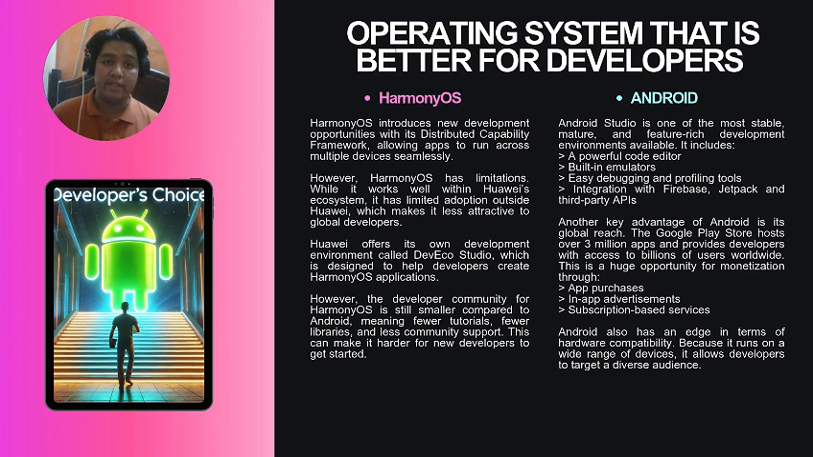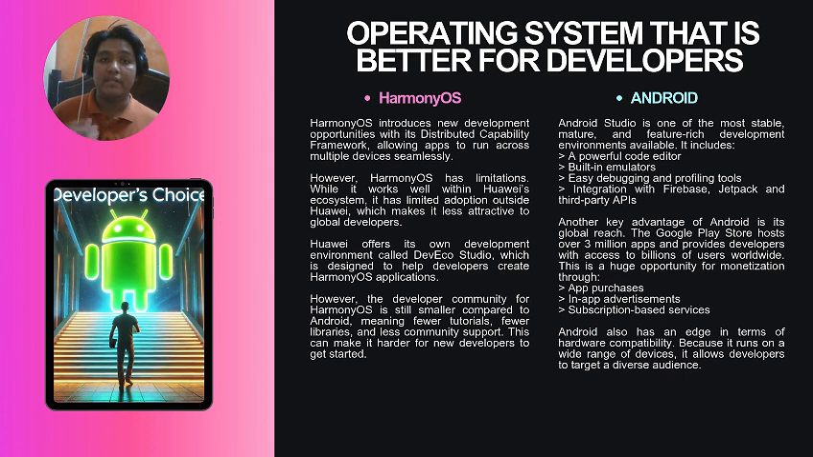Okay, we start with HarmonyOS. HarmonyOS introduced new development opportunities with its distributed capability framework, allowing apps to run across multiple devices seamlessly. This means developers can create applications that work on smartphones, tablets, smart TVs, smartwatches, and IoT devices without having to write separate versions for each device. However, HarmonyOS has limitations. While it works well within the Huawei ecosystem, it has limited adaptation outside Huawei, which makes it less attractive to global developers. Unlike Android, which is used by multiple manufacturers, HarmonyOS is currently confined to Huawei devices, reducing its reach.